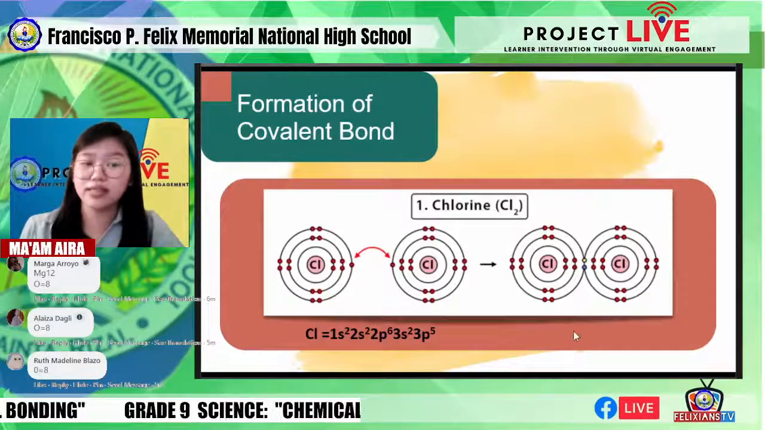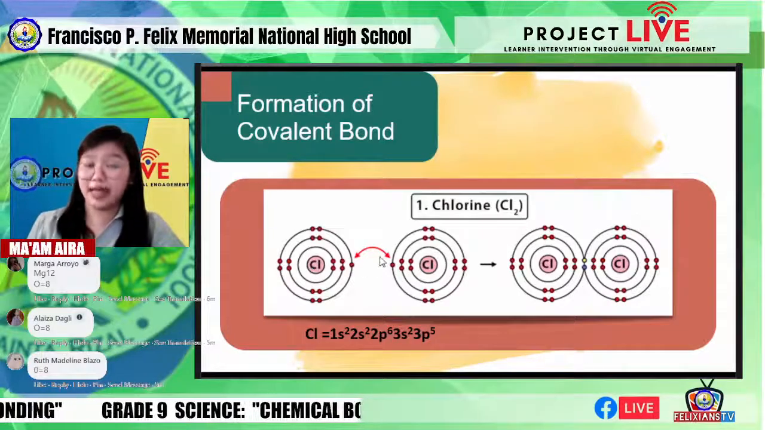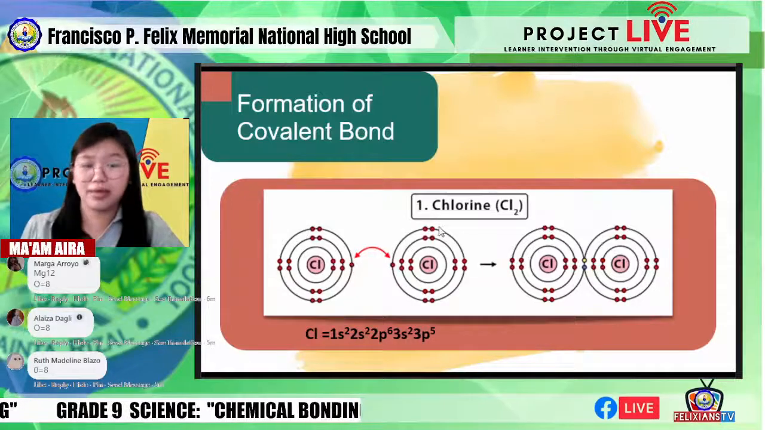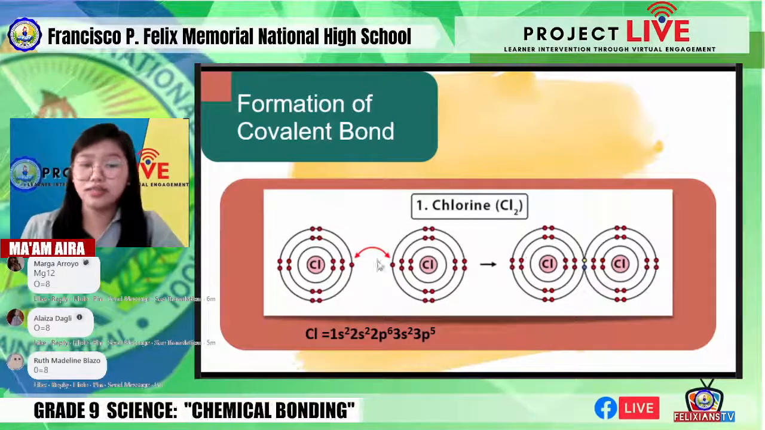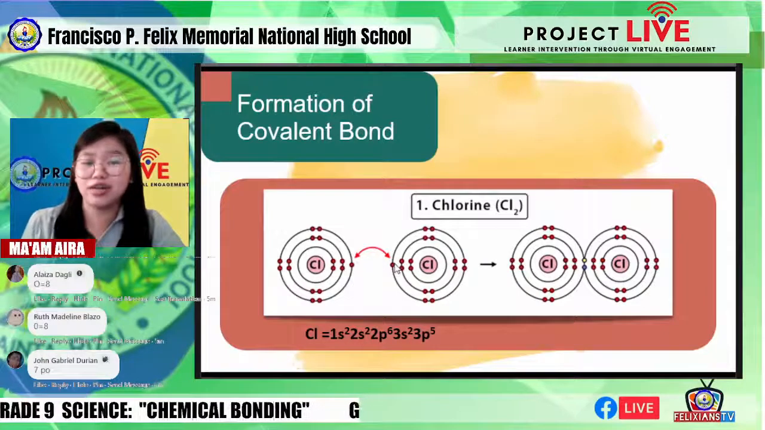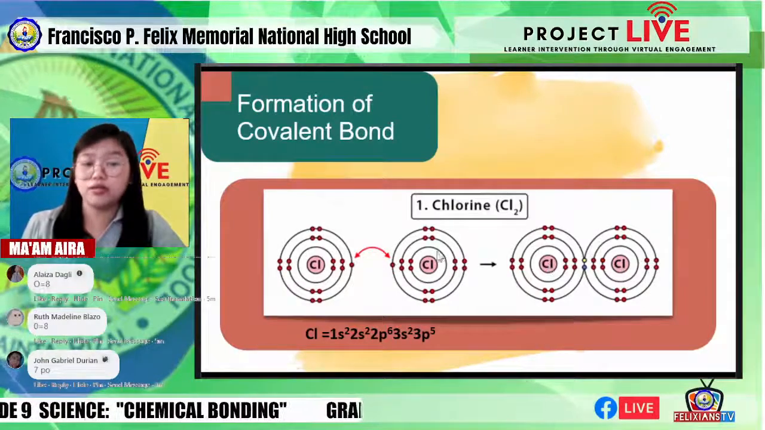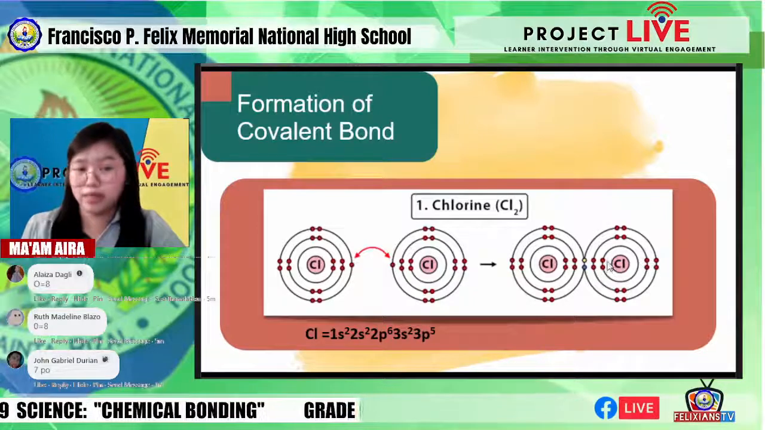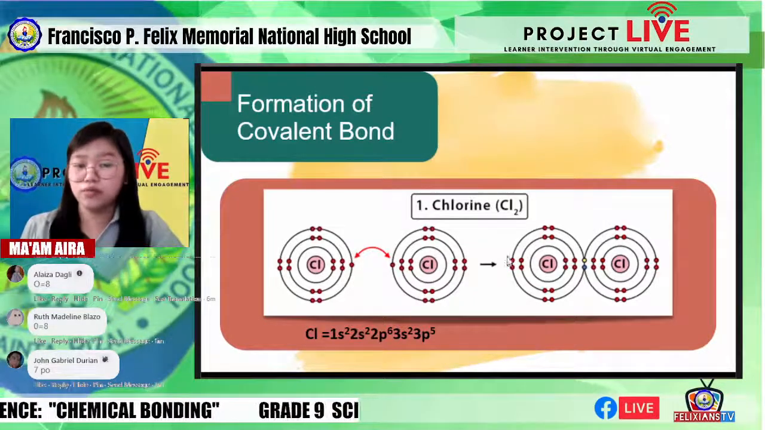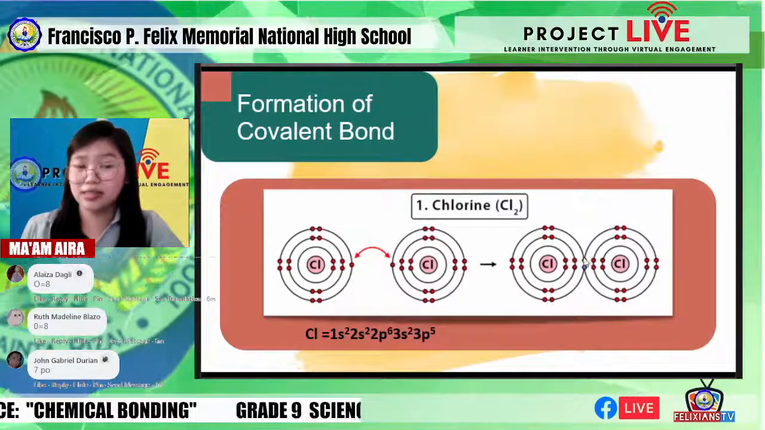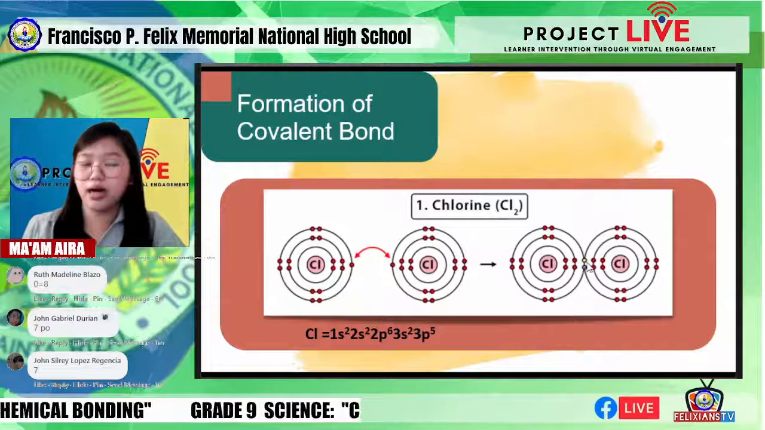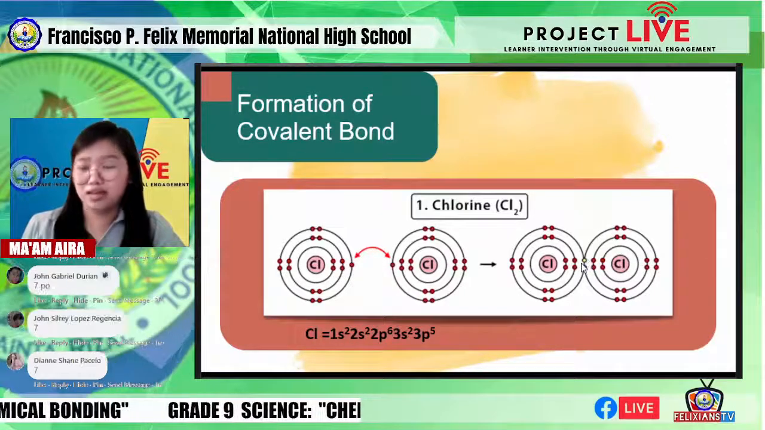So meron tayong dalawang participating chlorine atom with a valence electron of 7. Para silang 7. So instead of transferring, they will share. Magkakaroon sila ng sharing of electrons. So magiging ganito na yung itsura niya after undergoing covalent bond. So 2, 4, 6, 8. This is the part na nag-share na po sila ng kanilang mga valence electron.